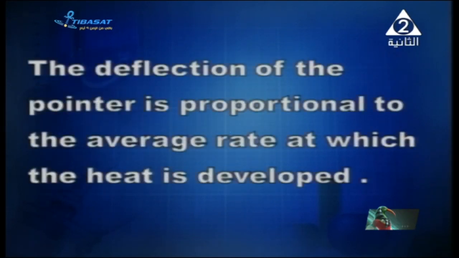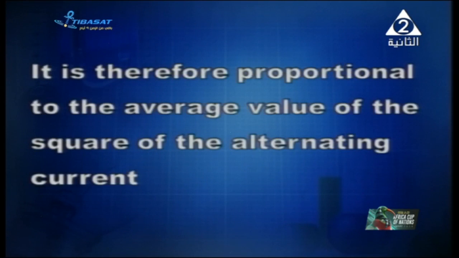The deflection of the pointer, and this is very important, is proportional to the average rate at which the heat is developed. It is therefore proportional to the average value of the square of the alternating current. Heat is given from the expression I squared times R.